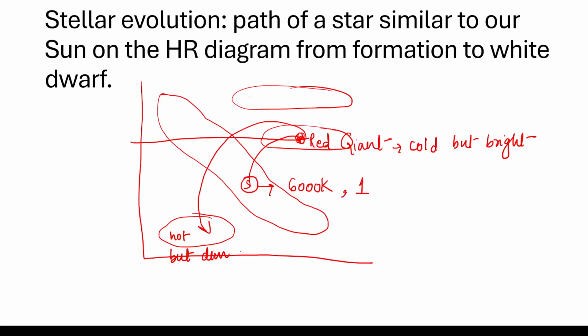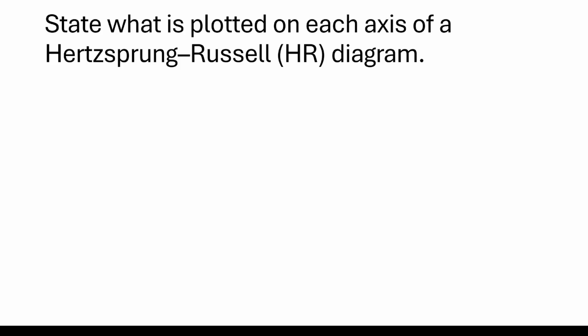Okay, that's it. Sometimes you have to just explain how it moves on the HR diagram. Then you don't need to explain the life cycle of the sun. You just need to know how it moves. So it moves from main sequence after burning the hydrogen to red giant, expanding of the outer layers, becoming brighter but cold, cooling down. Then it comes to the white dwarf, becoming hotter but dim. So you're explaining HR diagram position, but you're not explaining the life cycle.